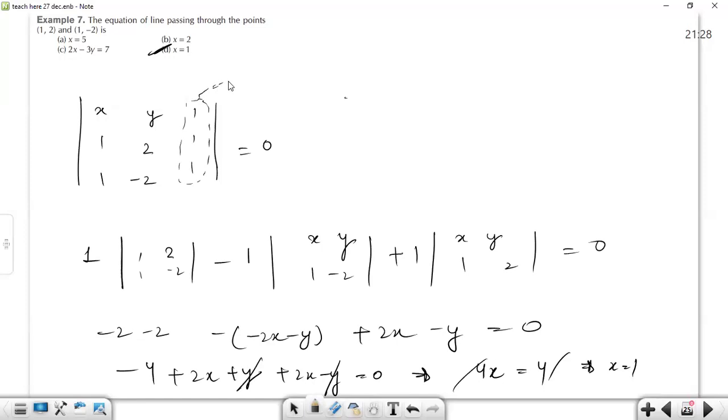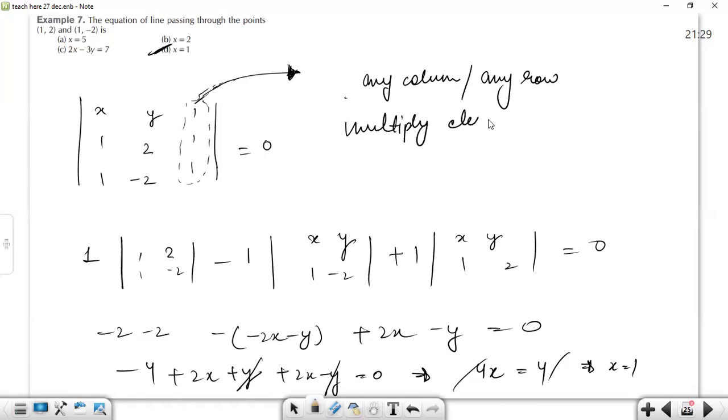No, sir. Why exactly did I take the third column? Why not the first row? Using the first row would also work, but I thought this was much easier than solving through the first row. That's why. It's our freedom of choice that we can pick any column or any row and then multiply each element with its respective cofactor, and then sum them.